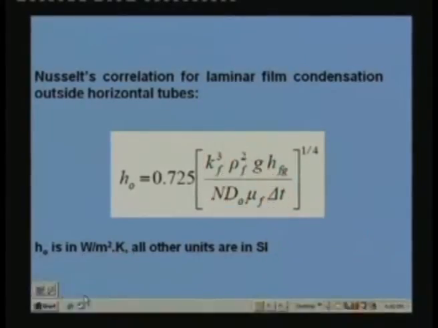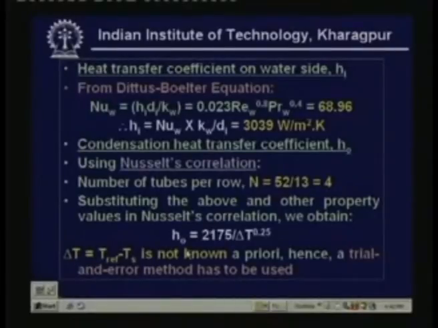We know everything from the problem except delta T. So let us find H naught. If you substitute the number of tubes per row, we have to find that, that is capital N. Since it is mentioned that there are 52 tubes distributed in 13 rows, the number of tubes per row is 52 by 13, that is 4. If you substitute this 4 and the other property values, from Nusselt's correlation H naught is given as 2175 divided by delta T to the power of 0.25.